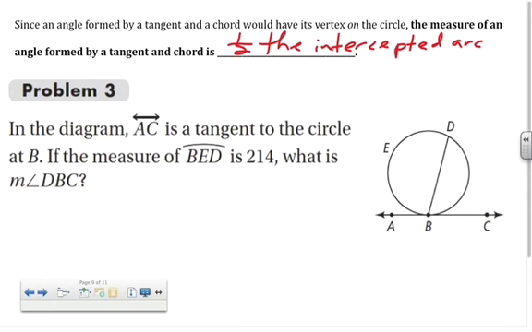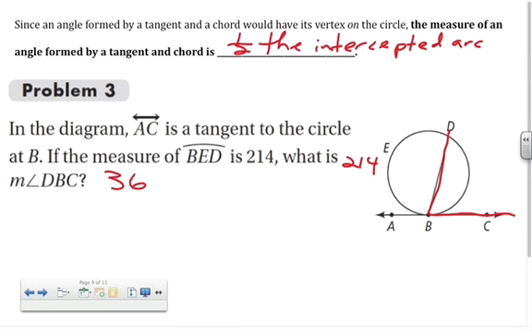So in problem 3, angle DBC is that angle formed by a tangent and a chord. It will be half of its intercepted arc. Oh, but darn it, they didn't give me the measure of arc BD. They gave me the measure of arc BED. They told me that arc on the other side of the angle that I'm trying to find. What do I do? One person.